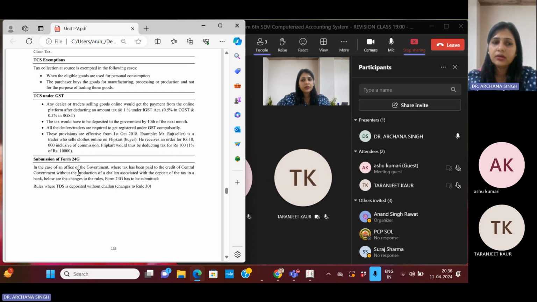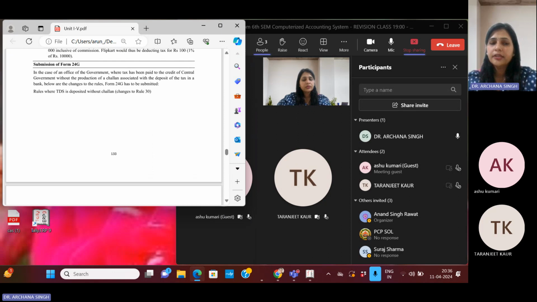In case of an office of government where tax has been paid to credit of central government without the production of challan associated with that deposit of the tax in a bank, so below are the changes to the rules. Form 24G has to be submitted. तो पहला क्या है? Rules where TDS is deposited without challan, changes to rule 30.